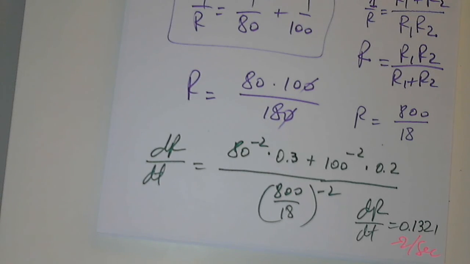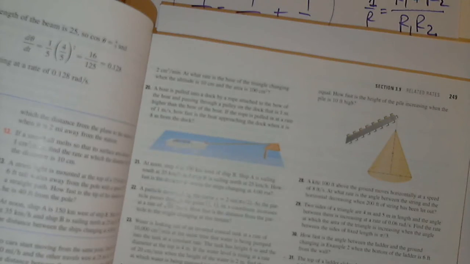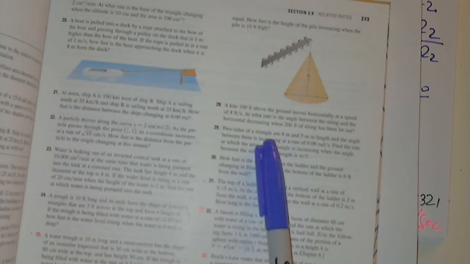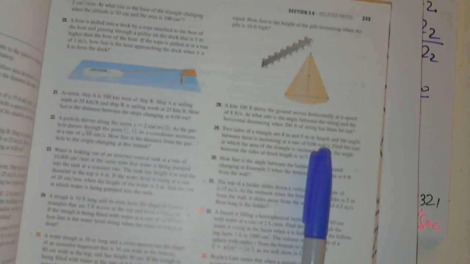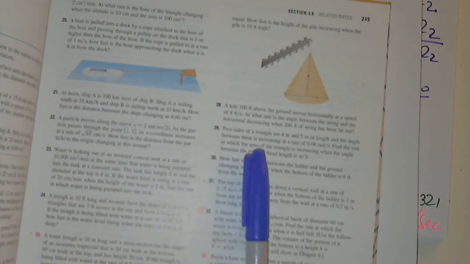Okay, ready? Okay, so let's look at a situation with a triangle this time. It's an interesting problem for several reasons, and I want to refresh your memory on a different way of determining the area of a triangle. 2 sides of a triangle are 4 and 5 in length, and the angle between them is increasing at a rate of 0.06 radians per second. Find the rate at which the area of the triangle is increasing when the angle between the sides of fixed length is pi/3.